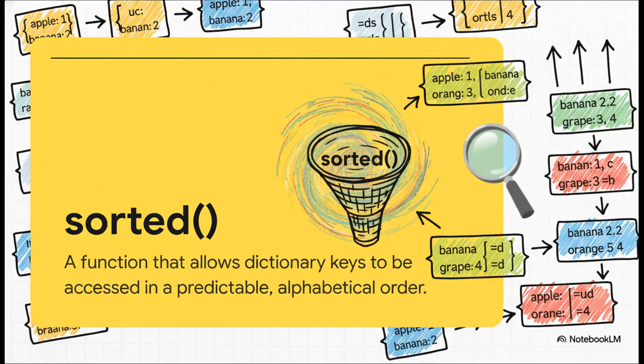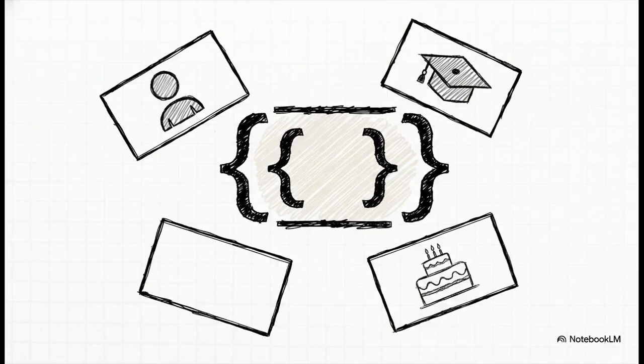Think of it this way. It gives you a temporary, sorted list of your keys to work with without messing with your original dictionary at all. Super handy. Okay, let's put this into practice. Imagine you've got a simple dictionary holding some student info. You've got keys for name, age, and program. If we just loop through this normally, the order could be anything. But what we want is to see it neatly sorted every single time.